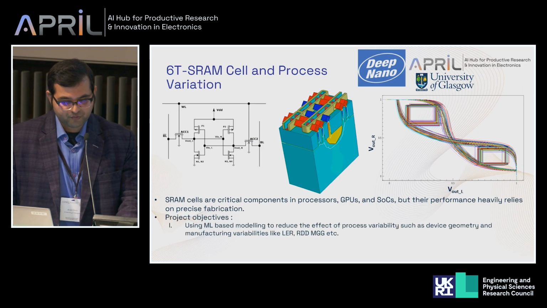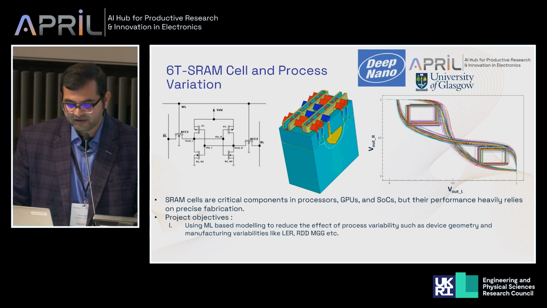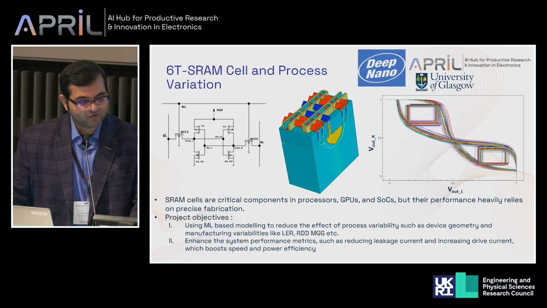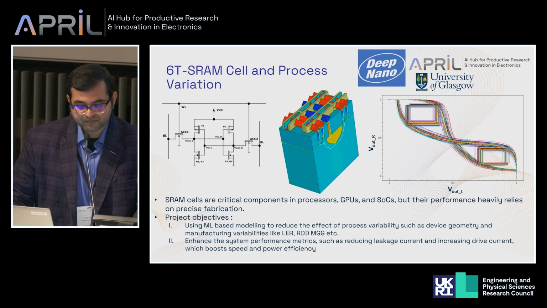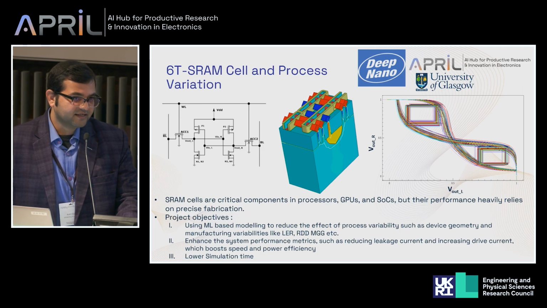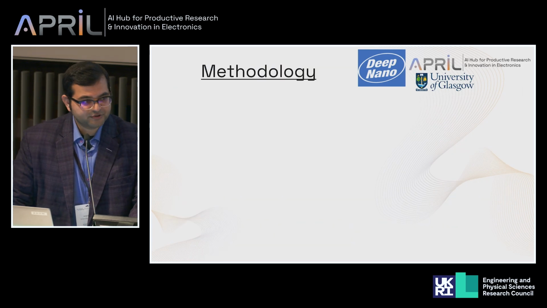So the main objective of the project is to introduce a machine learning based model so that we can reduce the effect of process variability as well as the device geometrical parameters like the gate length, the fin and channel doping also. Another objective of this project is to enhance the performance of this SRAM cell so that we can have reduced leakage current, increased drive current, which can also boost up the speed and the power efficiency. The final objective is to reduce the simulation time, because currently if we have to simulate this 6 transistor cell in the mixed mode simulation of the TCAD, it will take a very long time. So these are the objectives of this project.